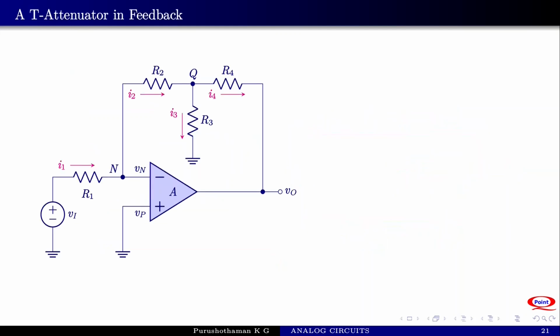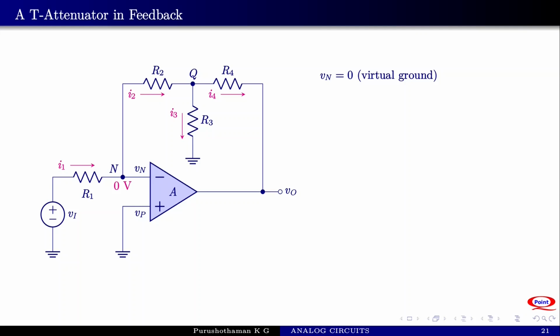Now, if you connect a T network or a T attenuator in the feedback path, what will happen to the gain? This is what we are investigating in this topic. Look at the circuit diagram. In the feedback path, you have three resistors R2, R3 and R4 connected as shown. Vn is equal to 0 volt because of virtual ground.